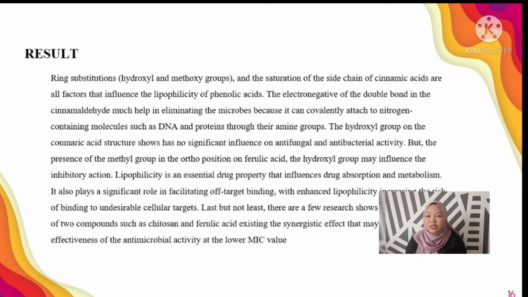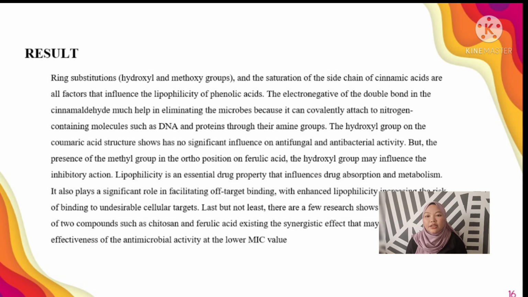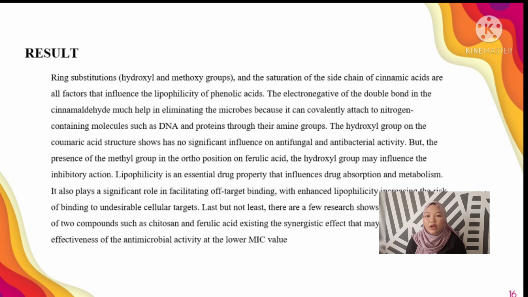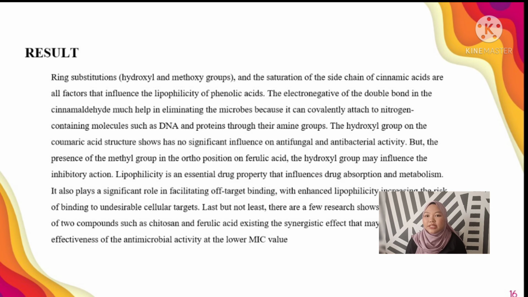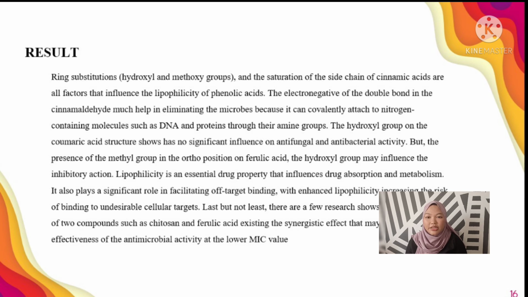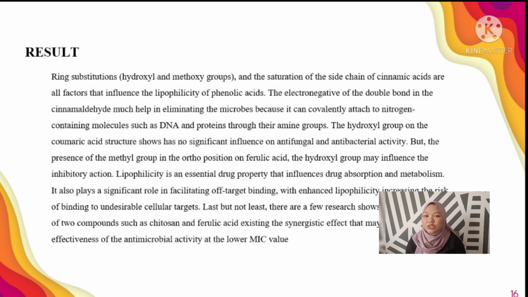Ring substitution, hydroxyl and methoxyl groups, and the saturation of the side chain of cinnamic acid are all factors that influence the lipophilicity of phenolic acid. The electronegativity of the double bond in cinnamaldehyde helps in eliminating microbes because it can covalently attach to nitrogen-containing molecules such as DNA and proteins through their amine groups.